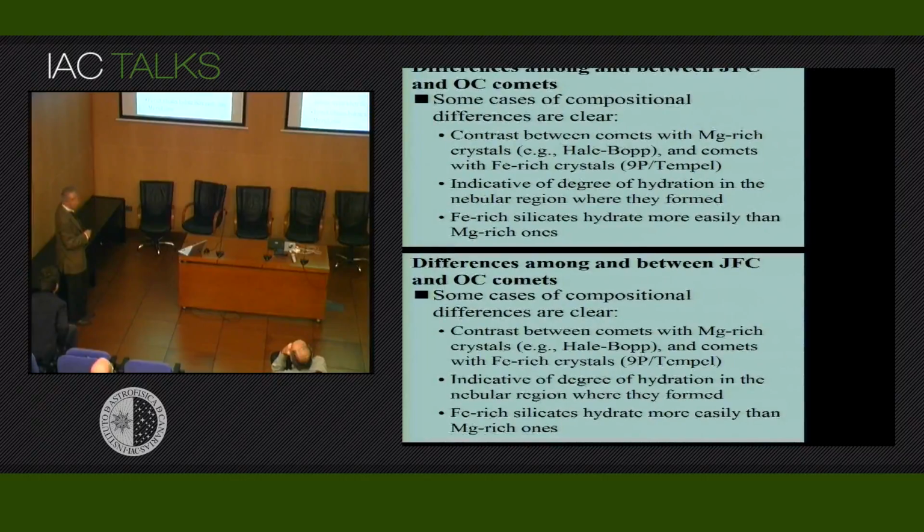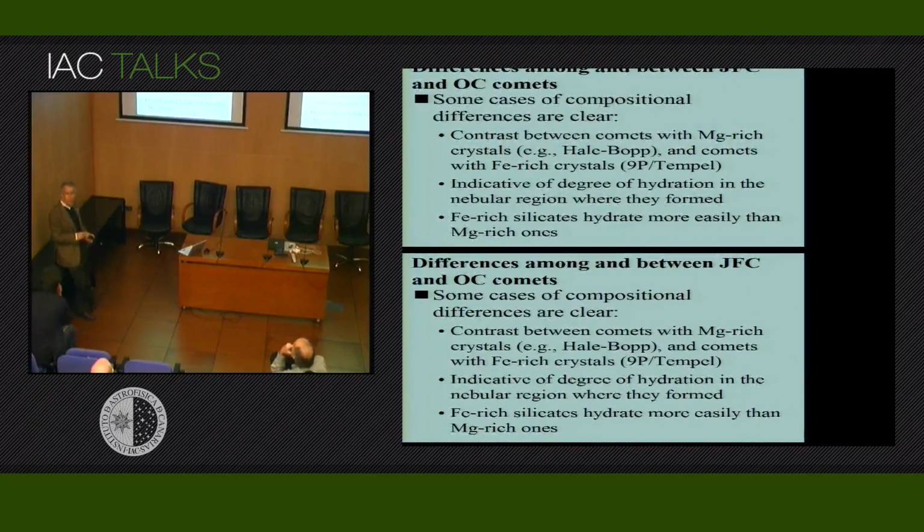And in comets like 9P Tempo, actually in 9P Tempo, because this is the only Jupiter family comet that we have observed in this much detail, the crystals are dominated by iron-rich silicates. We're interpreting it as indicative of the degree of hydration in the nebular region where these objects formed. This is because when you hydrate silicates, the first ones to hydrate will be the iron-rich. So the magnesium-rich silicates are the ones that resist hydration the longest.